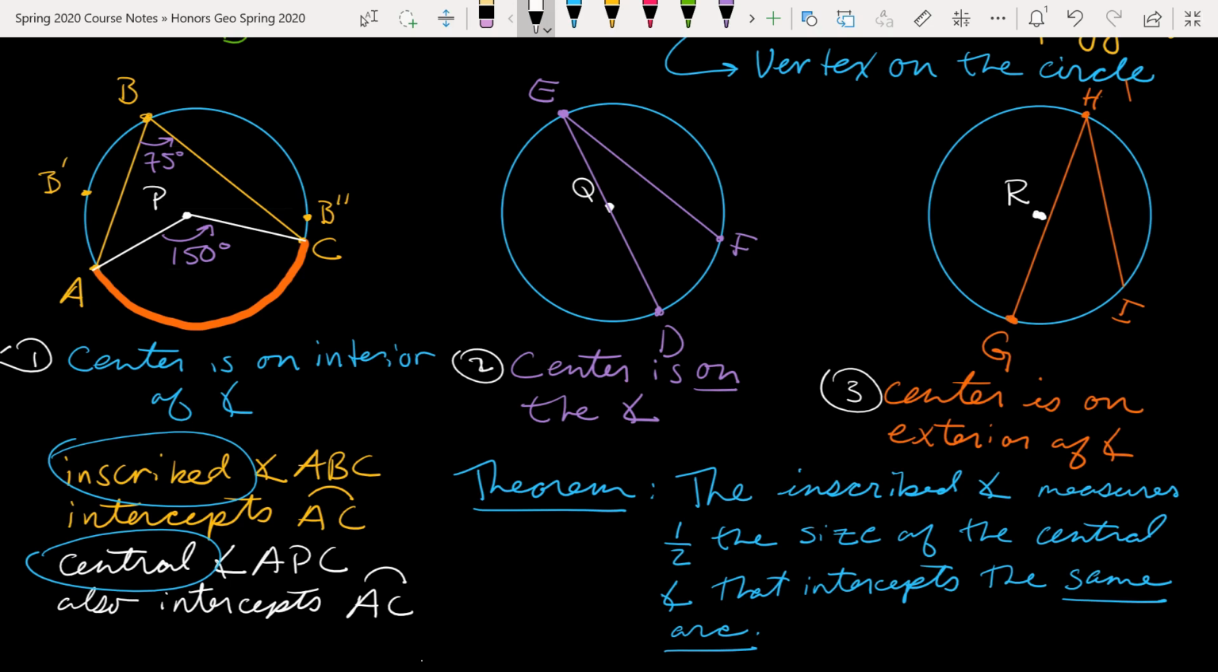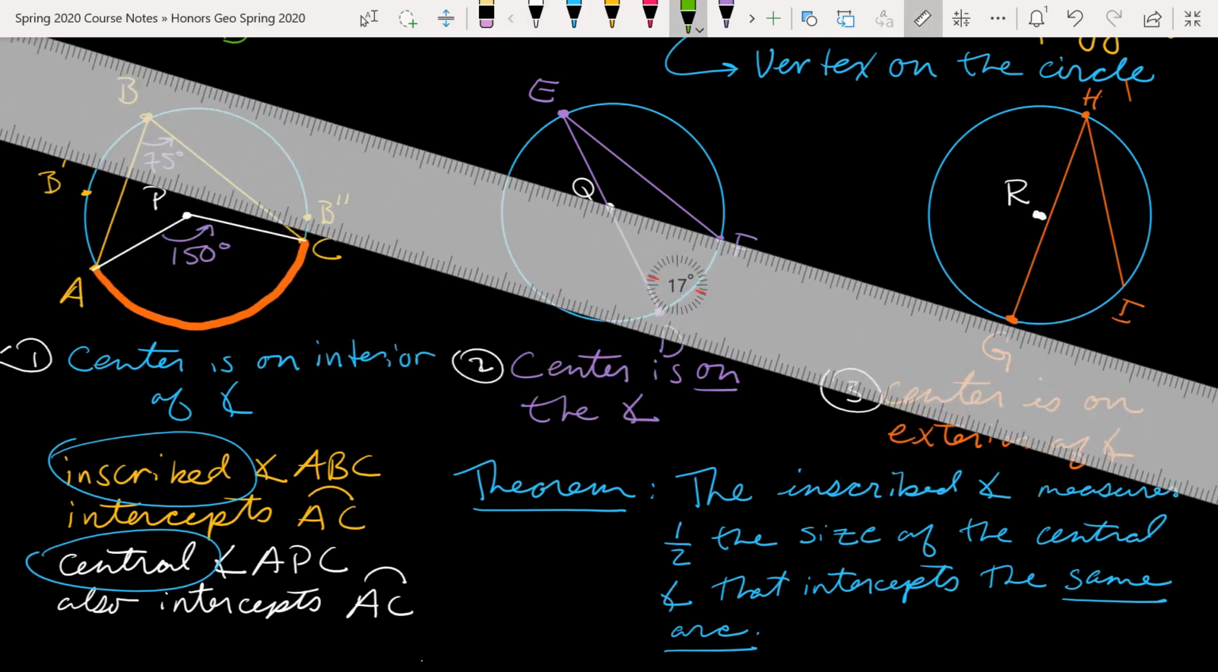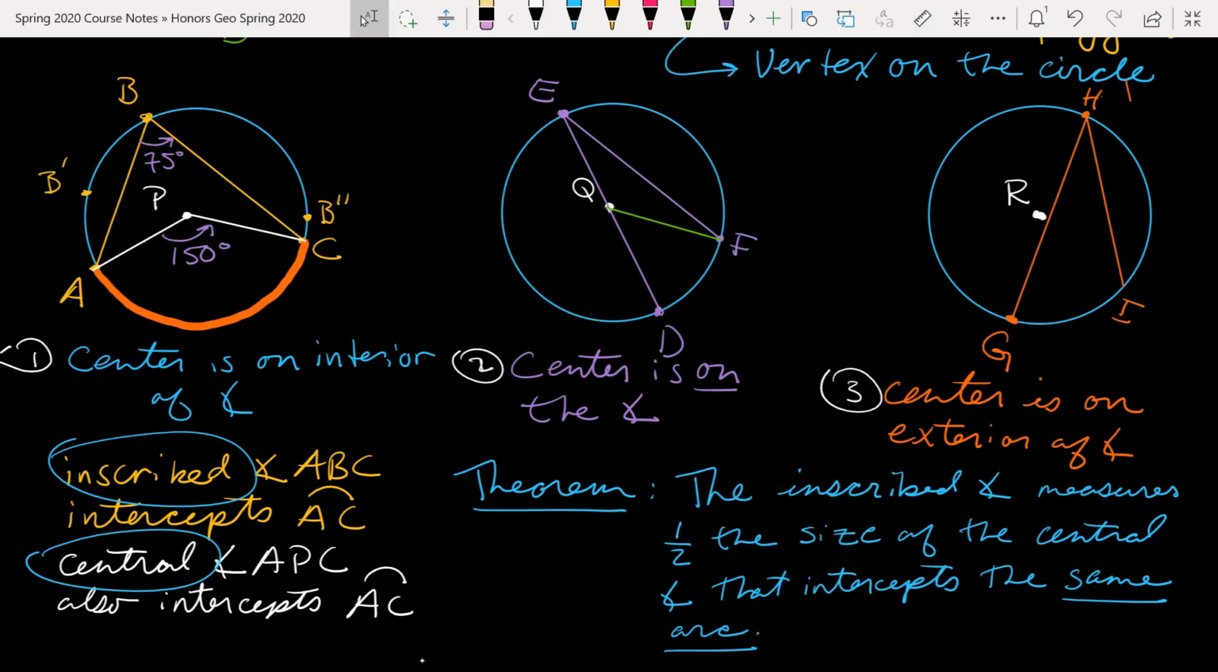Let's take a look at the second case, where the center is actually on the angle. Let's prove that it will be the case that the measure of angle DQF will be twice the measure of angle DEF. This is kind of a funny looking scenario.